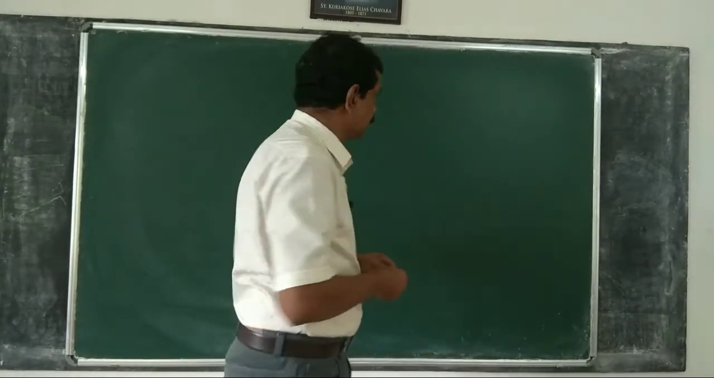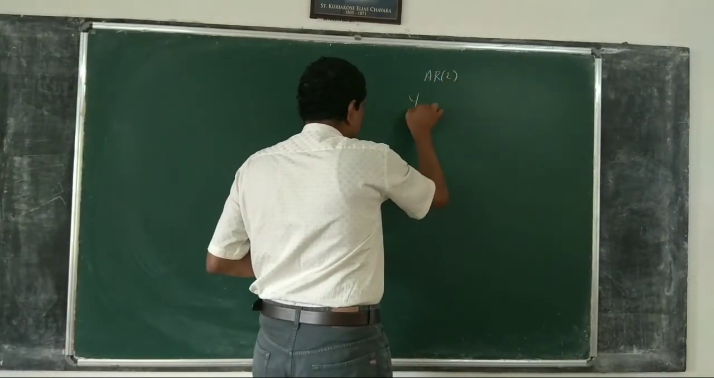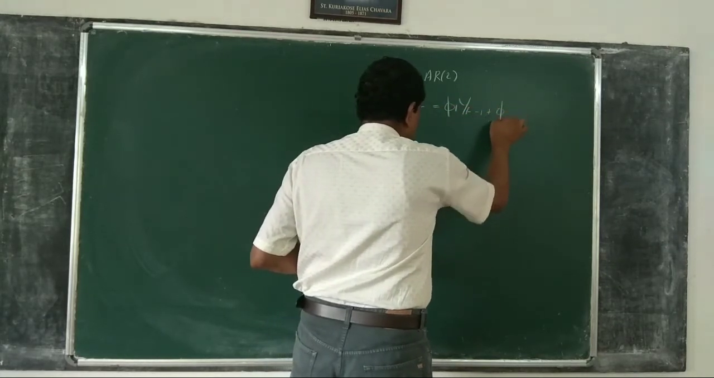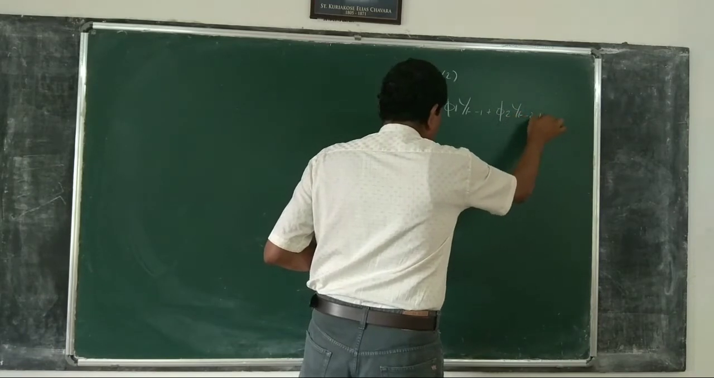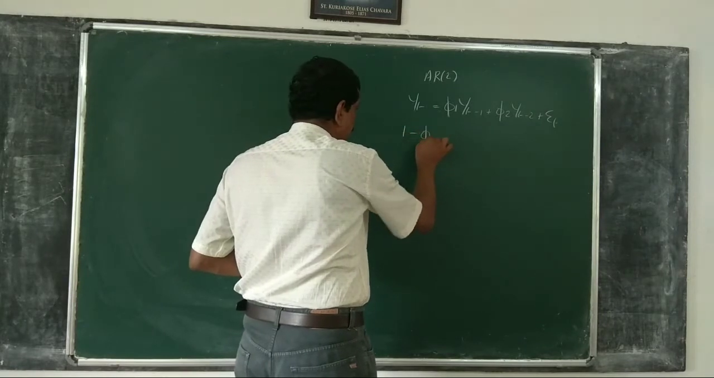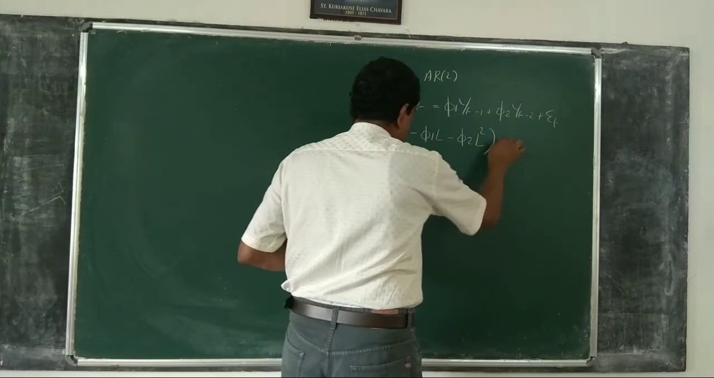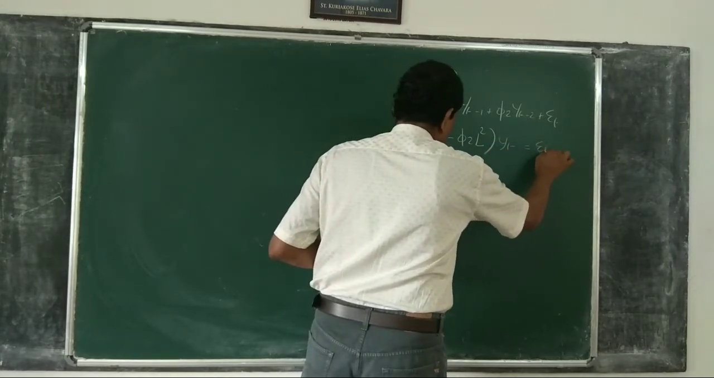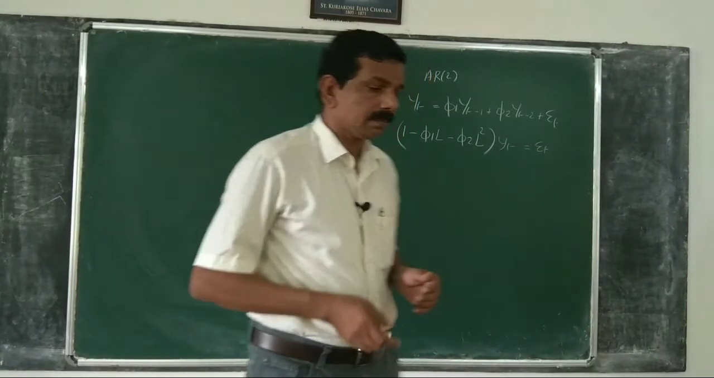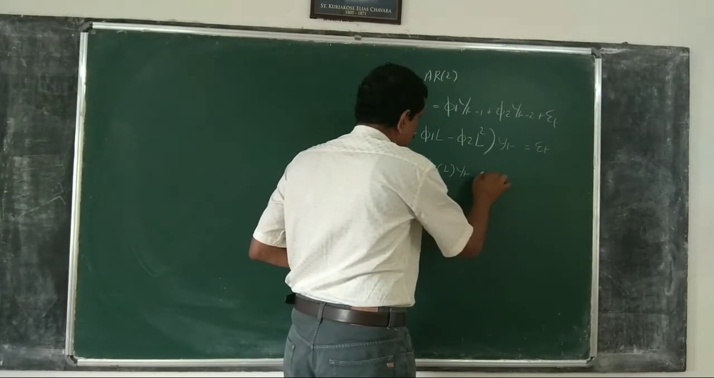Now consider an AR(2): yt is equal to phi1 yt minus 1 plus phi2 yt minus 2 plus epsilon t. And using the lag operator, we write it as (1 minus phi1 L minus phi2 L squared) yt is equal to epsilon t. The constant is not considered here, not a problem. Now this can be written as phi(L) yt is equal to epsilon t.